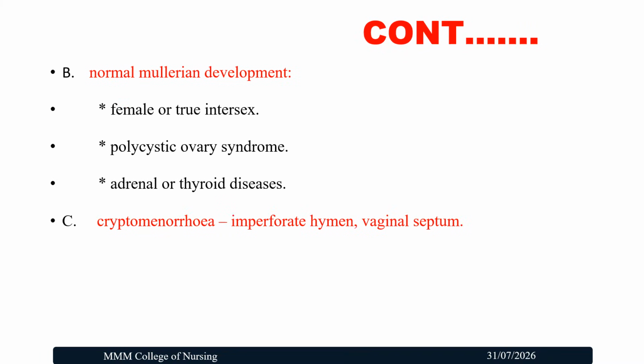Second one is normal Mullerian development, female or true intersex. Second type is polycystic ovary syndrome, adrenal or thyroid diseases. Third one is cryptomenorrhea, which may lead to imperforate hymen and vaginal septum.